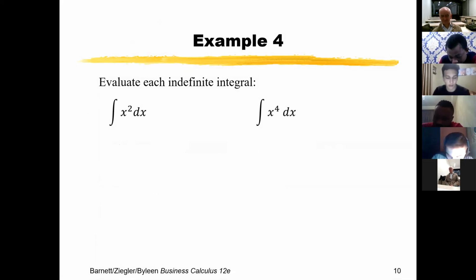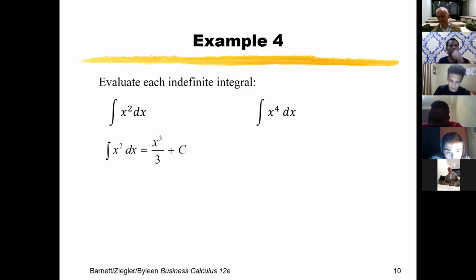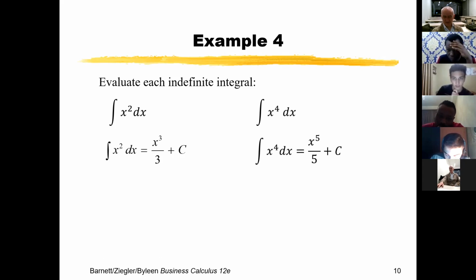X to power 3 divided by 3. Let's check. I think I got the same thing. Okay, what is next? What is next answer? X to power 5 divided by 5. Okay, very good.